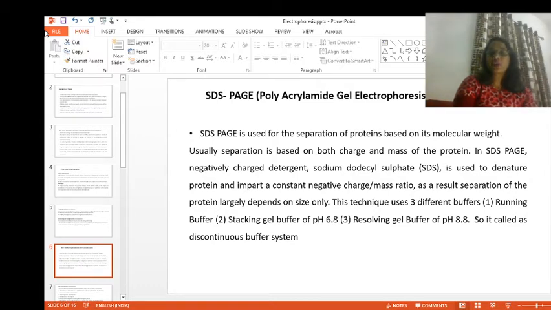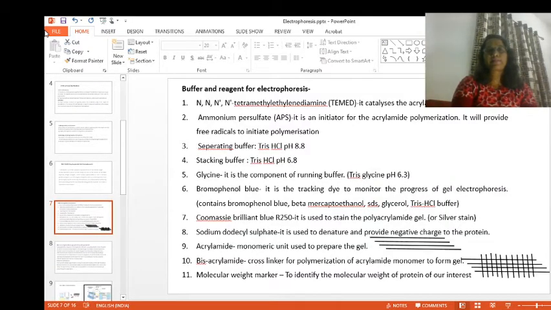So there is no difference in the charge, and the only difference will be in mass. The net separation is made based only on the mass, that is, separation is based only on size. In this technique we usually use three types of buffers: the running buffer or tank buffer, then the stacking buffer, then the resolving buffer or separating buffer. Since we are using these three types of buffers, it is called a discontinuous buffer system.